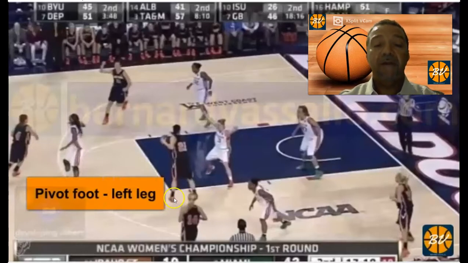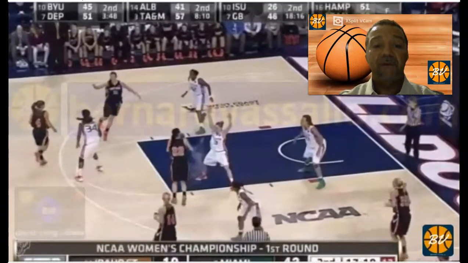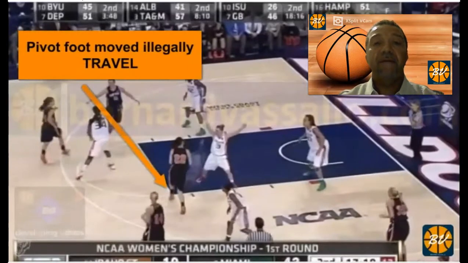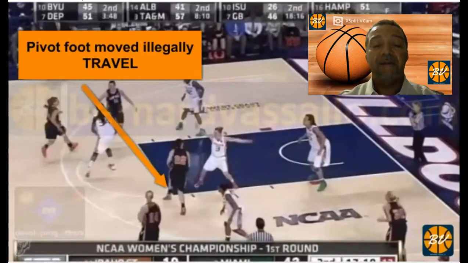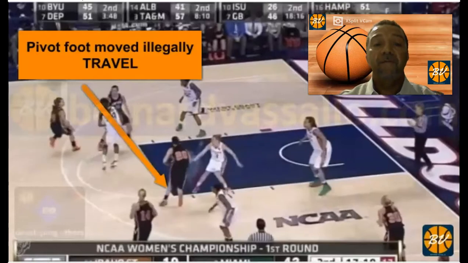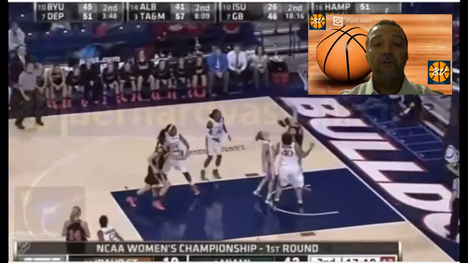And now we're going to see that the same player moves and lifts her left leg before actually starting the dribble. Let's see it in slow motion and then see the action in normal speed again. Now we're going to see the player raising her left leg. Her right leg is moving here, and now her left leg is lifted, her pivot foot is lifted before the ball has left her hands for the start of the dribble. And that clearly is a traveling violation, which unfortunately was not called in this game.